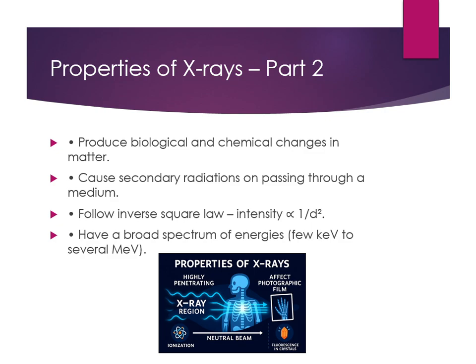Slide 5, Properties of X-rays, Part 2. X-rays also produce biological and chemical changes in matter. For example, they can damage living tissues, which is why their exposure is carefully controlled in medicine. They can cause secondary radiations when passing through a medium. X-rays obey the inverse square law, meaning their intensity decreases rapidly with distance. And finally, they have a broad spectrum of energy, ranging from a few kiloelectron volts to several megaelectron volts, covering a large portion of the electromagnetic spectrum.